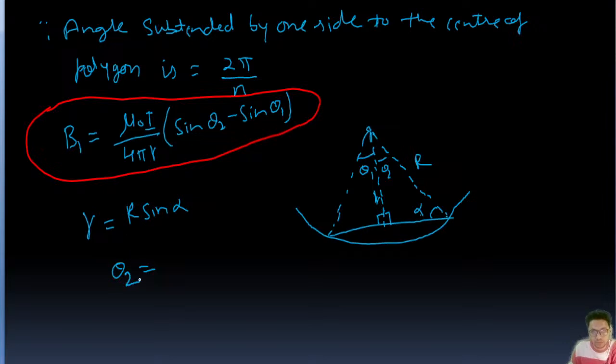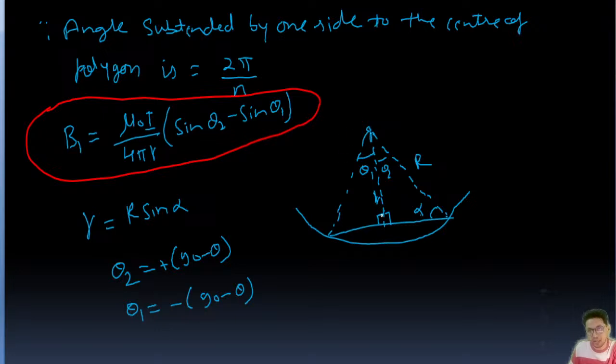Theta 2 is going to be plus 90 minus alpha, because it is on the right hand side. And theta 1, on the left hand side, is going to be minus (90 minus alpha). Well, now we'll put the values.